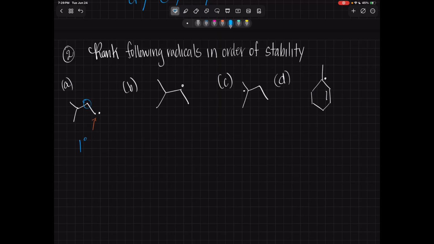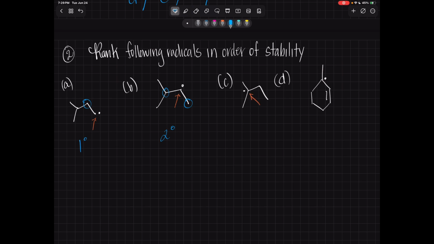Let's move on to the next one. We notice our radical is on this carbon. This molecule altogether has no resonance, which we notice because there's no double bonds or pairs of electrons. So let's look at what it's connected to. It's connected to 2 carbons, so this makes it a secondary radical. Let's move on to the next one.